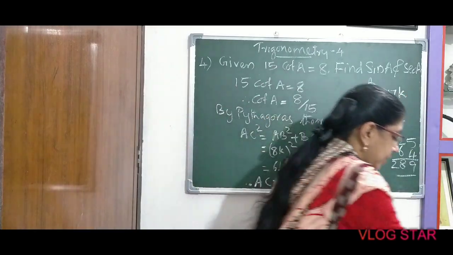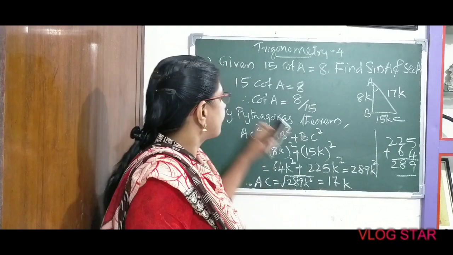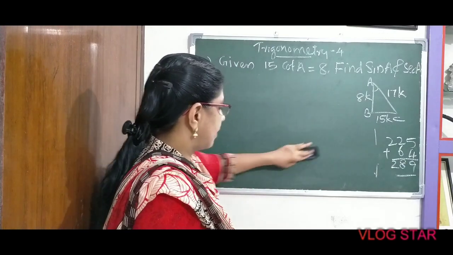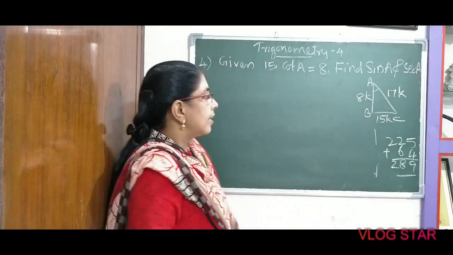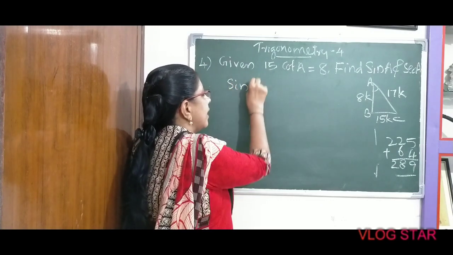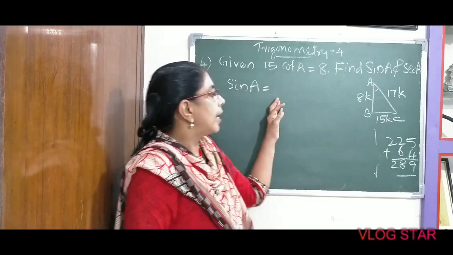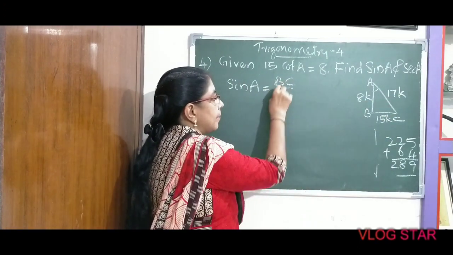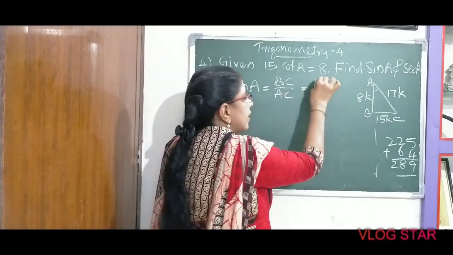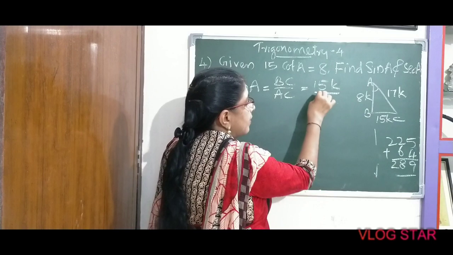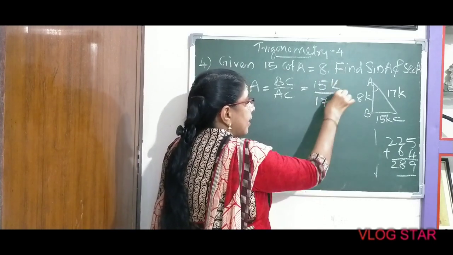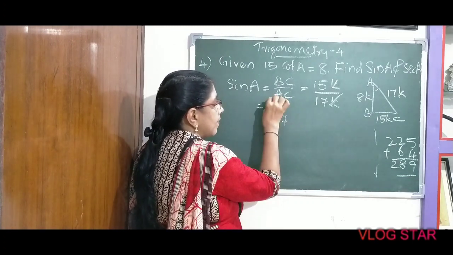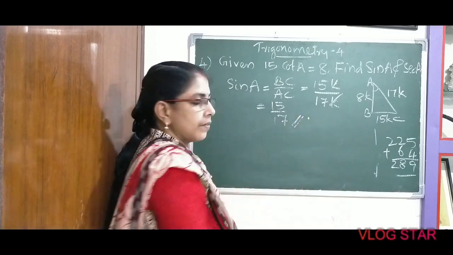Next, we have to find sin A. Sin A is equal to, we know that sine of an angle A is equal to the side opposite to that angle upon hypotenuse. That is, here it is BC upon AC, equal to 15K upon 17K. K and K get cancelled. Therefore, sin A is equal to 15 upon 17.